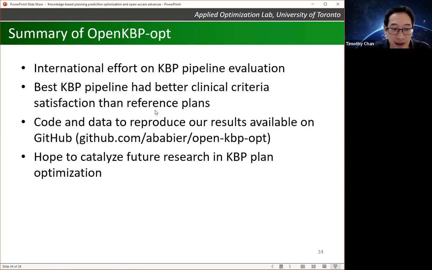Okay. And again, the code and the data to reproduce these results are available on GitHub. I will make sure that Aaron checks this GitHub link to make sure it's virus-free.